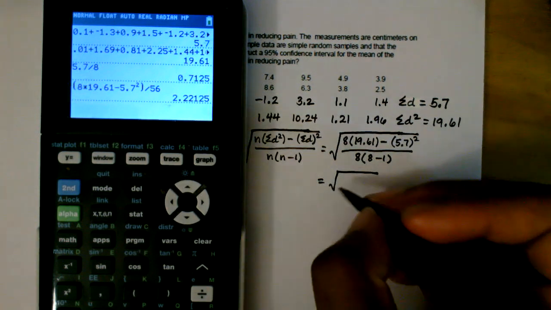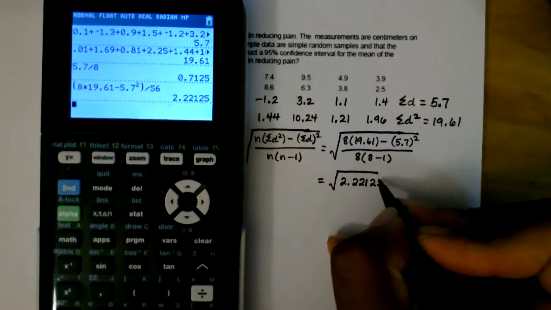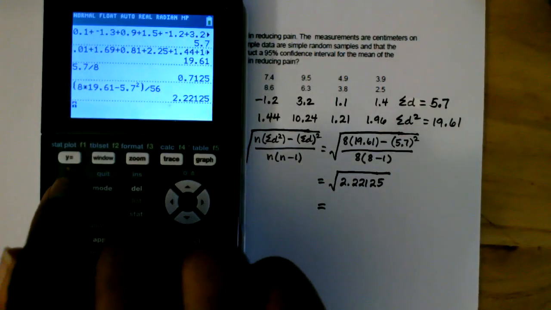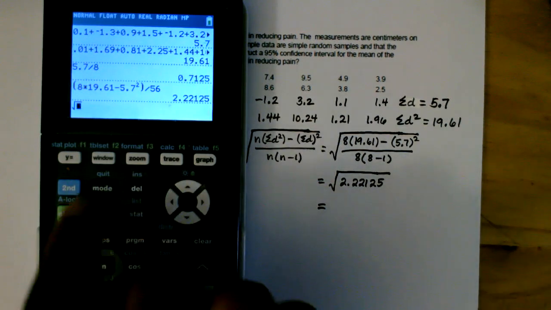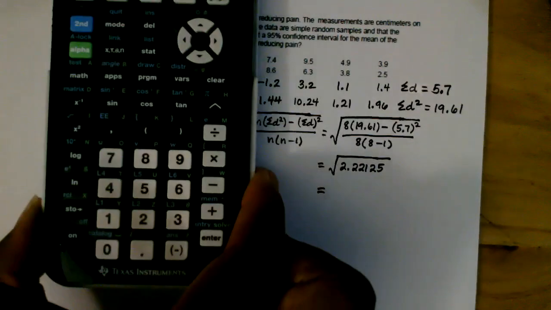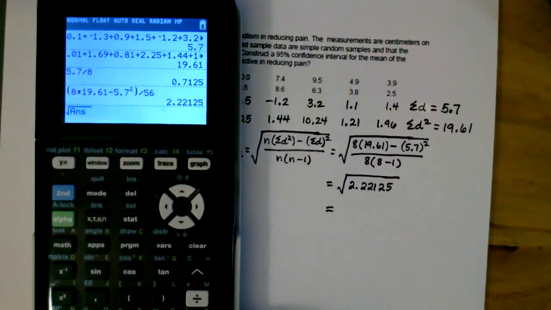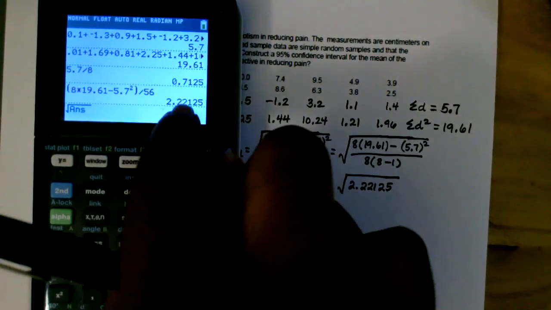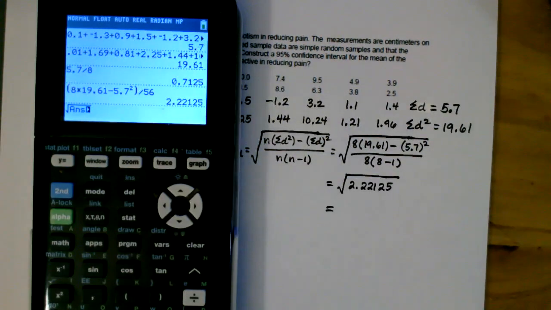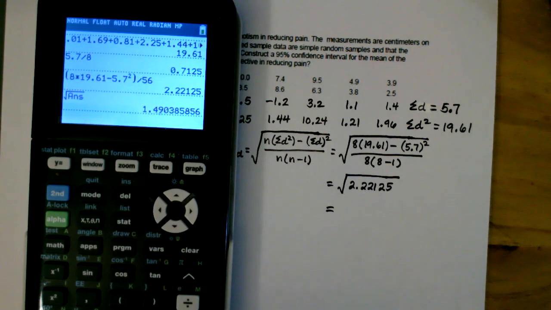Okay, that's going to give me this number, 2.22125. And then take the square root by doing second x squared. And if you want to, you can do second and press the negative key at the bottom, where above it says ANS for the answer. You take that square root of that answer, so you take this 2.2125 and get the square root of that. That will be, let's see, 1.24.